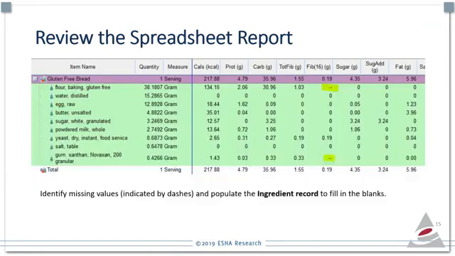You may have heard this before, but I encourage you to review the spreadsheet report for your recipes. The spreadsheet lists each ingredient and its nutritional content. And the spreadsheet also indicates missing values with dashes. This tells you where you need to review ingredient records and fill in the blanks to report complete and accurate information. You can see in this example that 2 of the ingredients are missing dietary fiber 2016 values, and we need that information for labeling purposes.